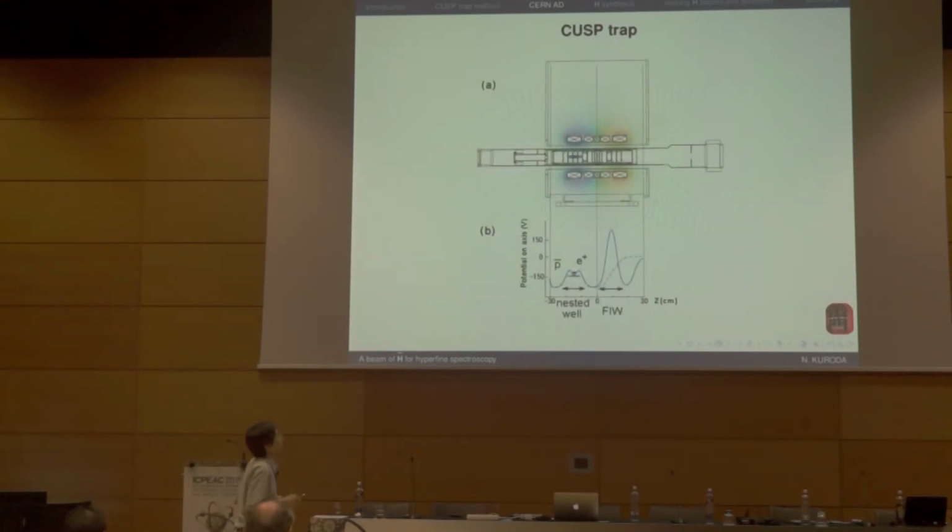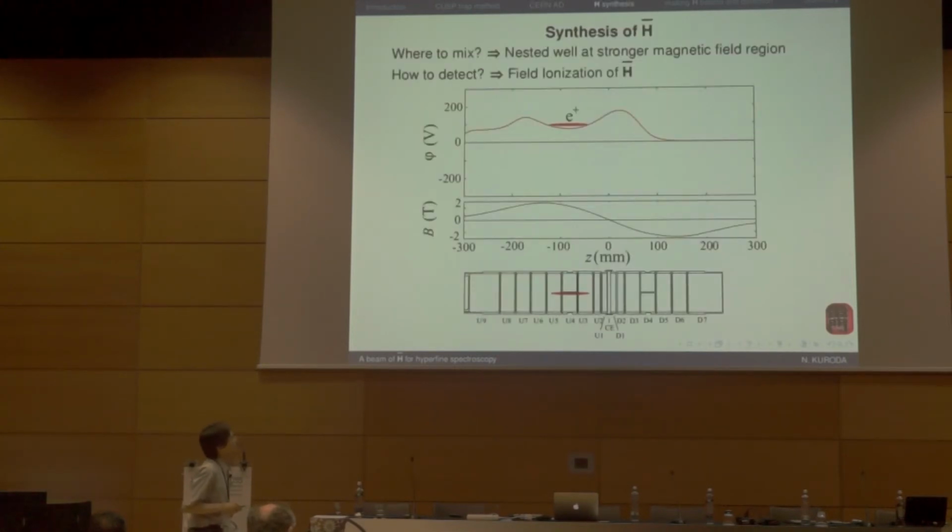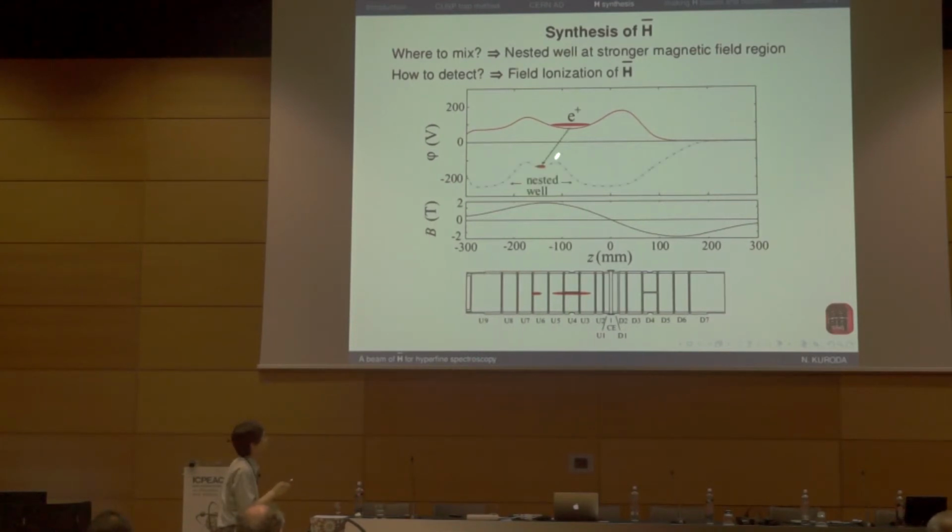This is a cross-sectional view of our system, the first trap. These coils produce a cusp magnetic field, shown by these field lines. Inside the coils, we have a stack of ring electrodes. By applying a proper electrostatic potential, we make this kind of electrostatic potential. Inside this, first we accumulate positrons in this kind of well. Then we transform to this nested well here.